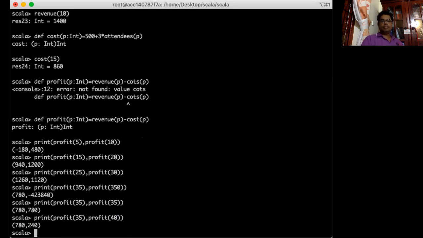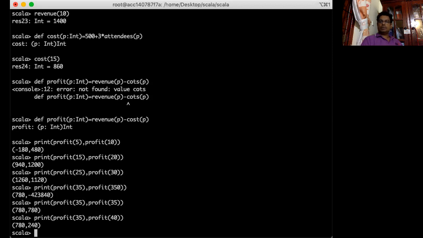So you see we can implement separate functions for different small sub problems, and then combine those sub problems together to get the final answer. That's how we do functional programming.